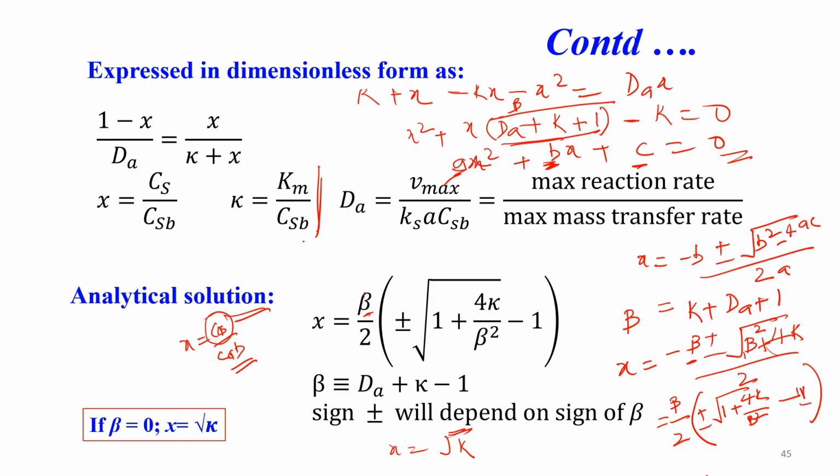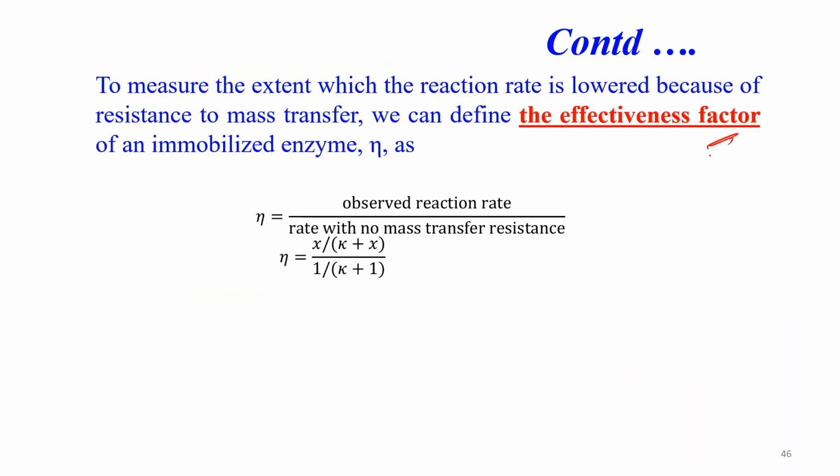So, x will be under root kappa, and what is kappa? Km upon Csb. Now, once we have discussed what is changing in the case of external mass transfer, Csb is decreasing to Cs. Now, we can calculate the effectiveness factor considering the Michaelis-Menten equation. For the observed reaction rate, what will be the concentration? Cs.